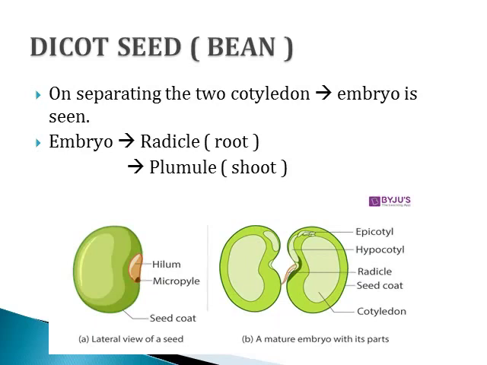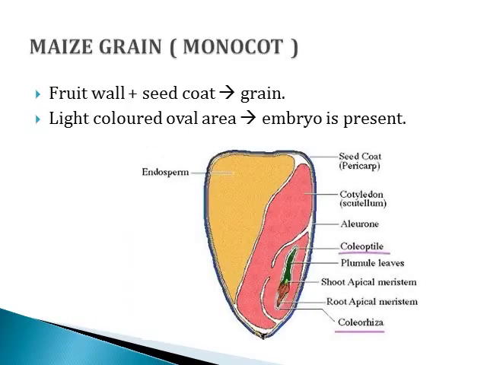The picture is given clearly for you, children. The hilum is the small whitish scar here, and just below the hilum, a small point, the micropyle, is present, and the seed coat is marked here. And here are the epicotyl, hypocotyl and radicle. The brownish part is the root which is going to develop, and the seed coat and cotyledon are marked. So this is the structure of the bean seed.